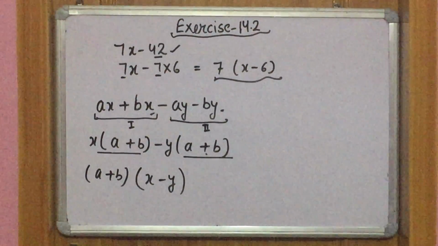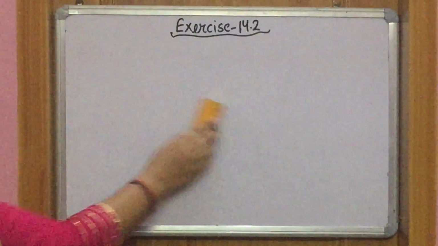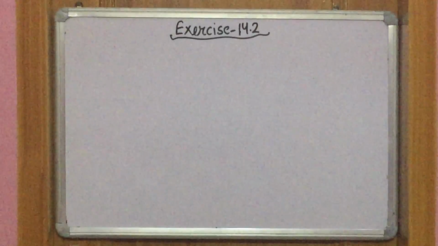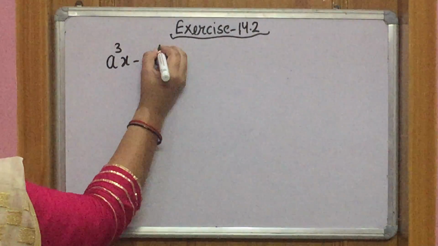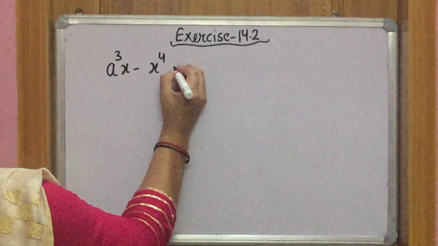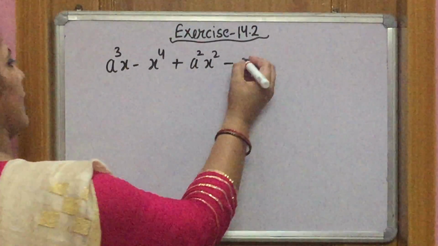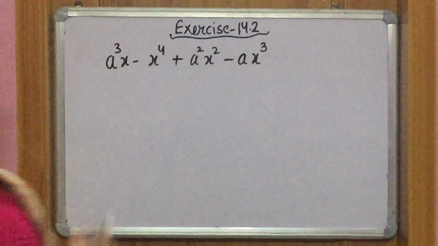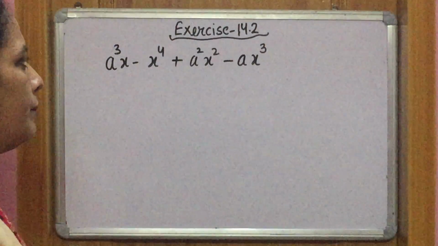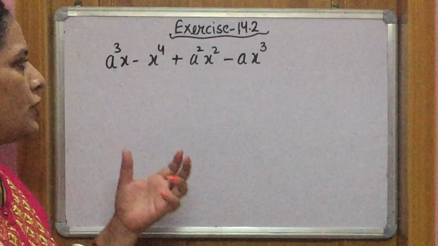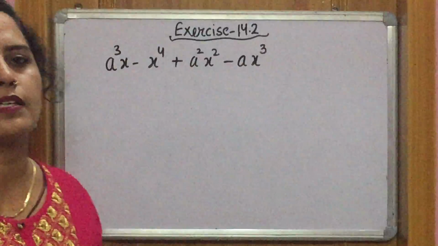The statement is a cube x minus x to the power 4 plus a square x square minus a x cube. Again here we will use the method of grouping the terms. Make a group in such a way that we can take the maximum number of terms as a common.